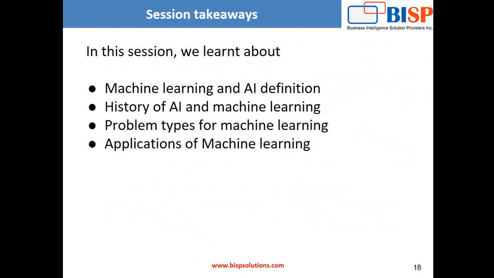So in this session, what did we learn today? We learned about machine learning and the AI definition, AI being artificial intelligence. We started off with what artificial intelligence is, and the history of AI. We also learned about the history of machine learning. We learned good examples of the problem types where machine learning can be used. We also learned about example applications of machine learning, like predictive analytics and pattern recognition. And I gave certain examples for this, even for face recognition as well.